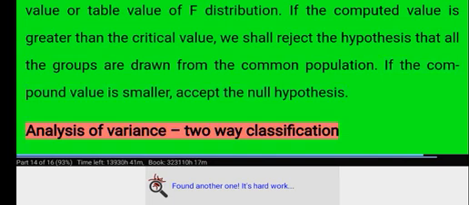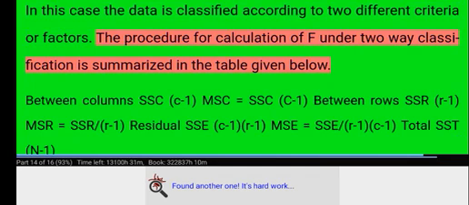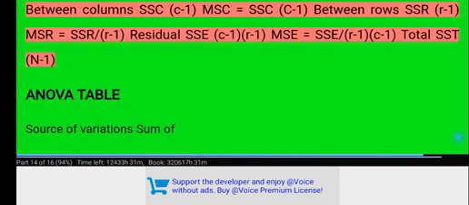Analysis of variance, two-way classification. In this case, the data is classified according to two different criteria or factors. The procedure for calculation of F under two-way classification is summarized in the table given below. Between columns: SSC, c minus 1, MSC equals SSC over c minus 1. Between rows: SSR, r minus 1, MSR equals SSR over r minus 1. Residual: SSE, (c minus 1)(r minus 1), MSE equals SSE over (r minus 1)(c minus 1). Total: SST, N minus 1.